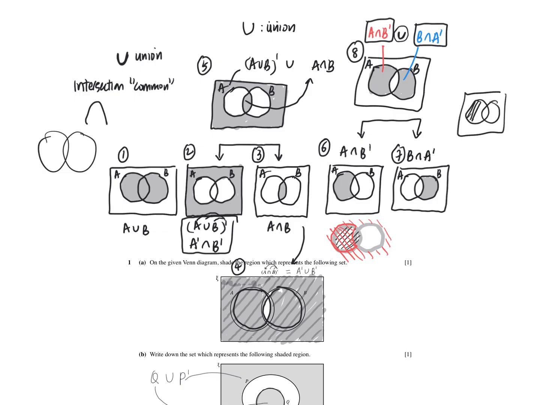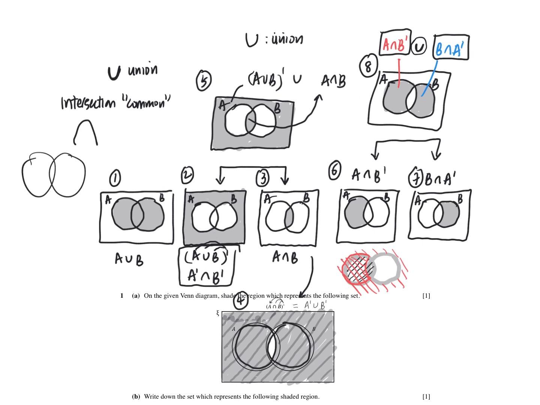If I shade the whole A, this is just A. So this one no need to mention. I think you know. Okay? So set notation, the shading is more or less like that. It's either I give you the diagram, you write the notation, or I give you the notation, you shade for me. So make sure you know how to shade the 8 different cases.